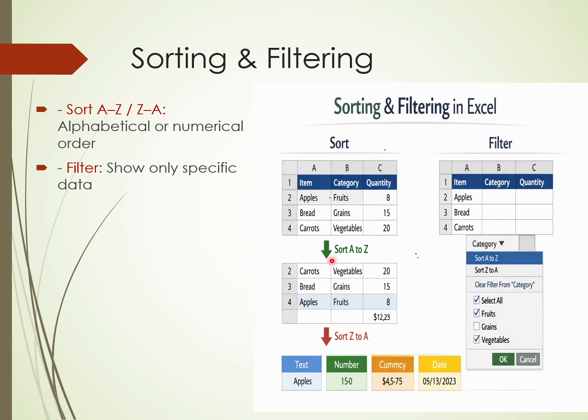Sort A to Z ascending order, this is the A to Z. And Z to A means descending order. And then last, data types.